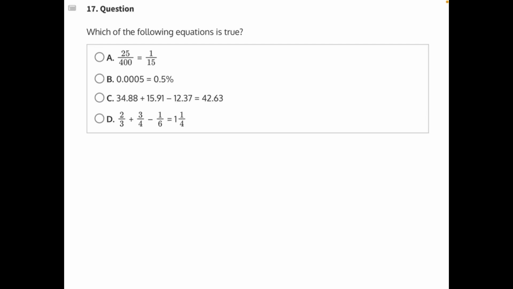Which of the following equations is true? Starting with answer choice A, let's reduce this fraction down to its simplest form. To do that, we can pull out the greatest common factor from the numerator and denominator, which is 25.